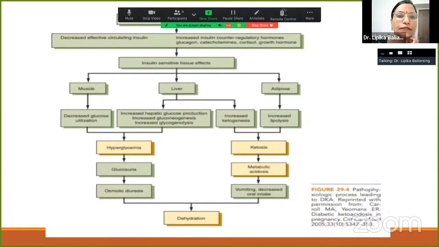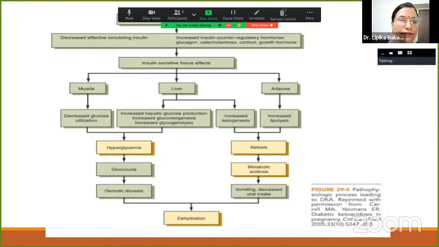Coming to the pathophysiology in these pregnant patients, as we know, there is decreased effective circulating insulin, and increased insulin counter-regulatory hormones like glucagon, catecholamines, cortisol, growth hormone, as we discussed before. In the muscle, there is decreased glucose utilization. Here, I'm discussing the pathophysiological mechanism of hyperglycemia. From the muscle and the liver, there is glycogenolysis and neoglucogenesis, which all contribute to the hyperglycemic state in the pregnant patient.